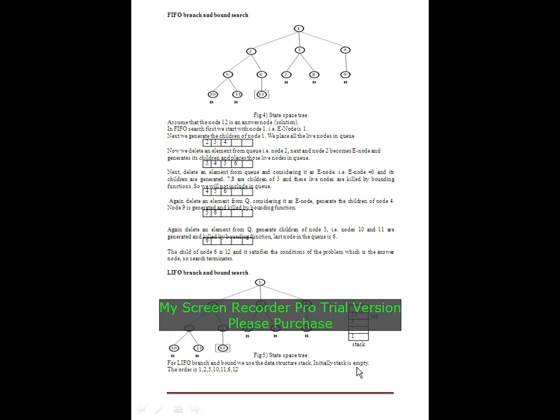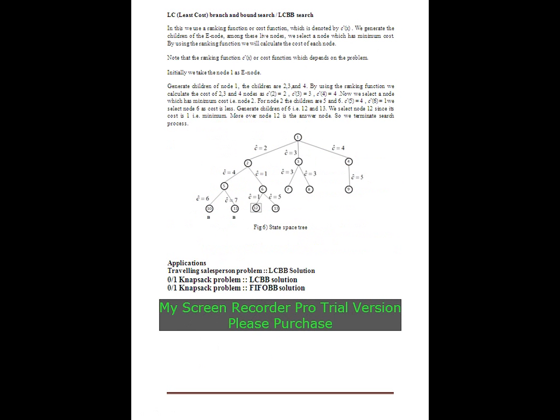So check the stack here. First one is 1, and next the left of 1 is 2, the left of 2 is 5, and the left of 5 is 10. So 10 is the terminal, you can stop, and next go on to process the next one. So this is the LIFO based branch and bound technique, but this is not suitable in all cases.